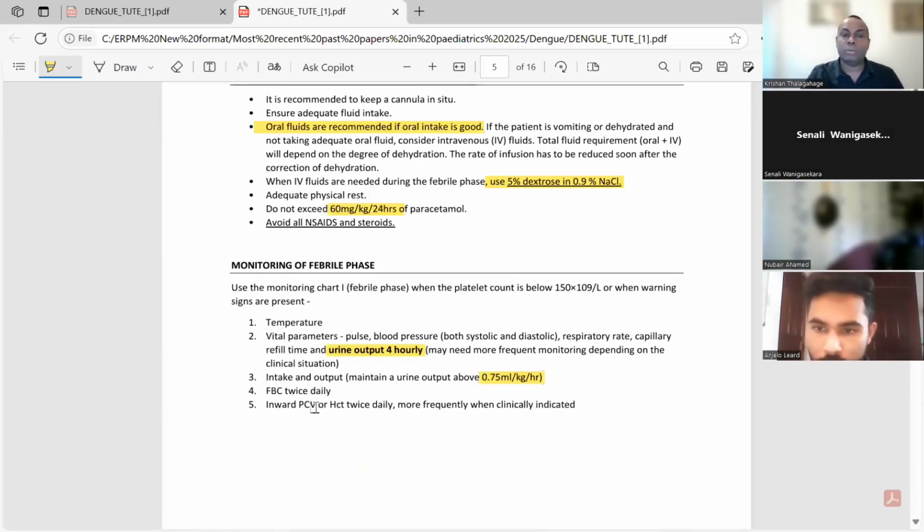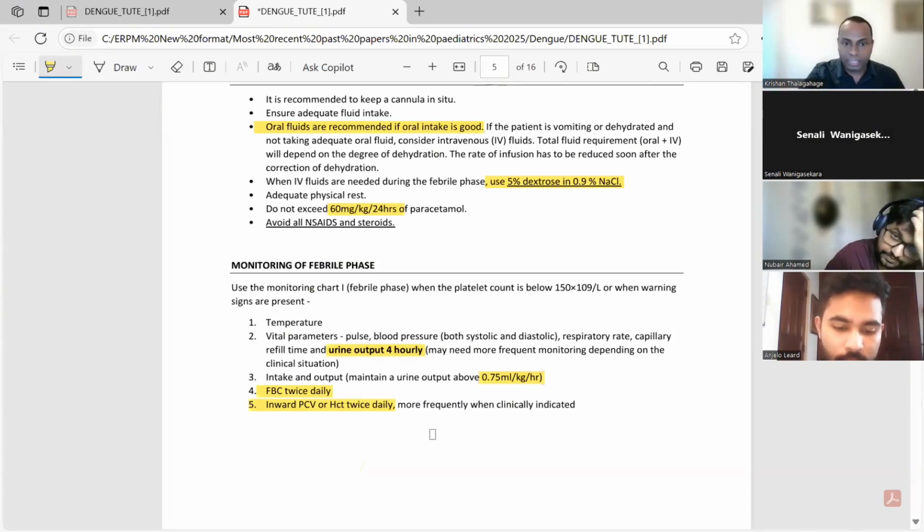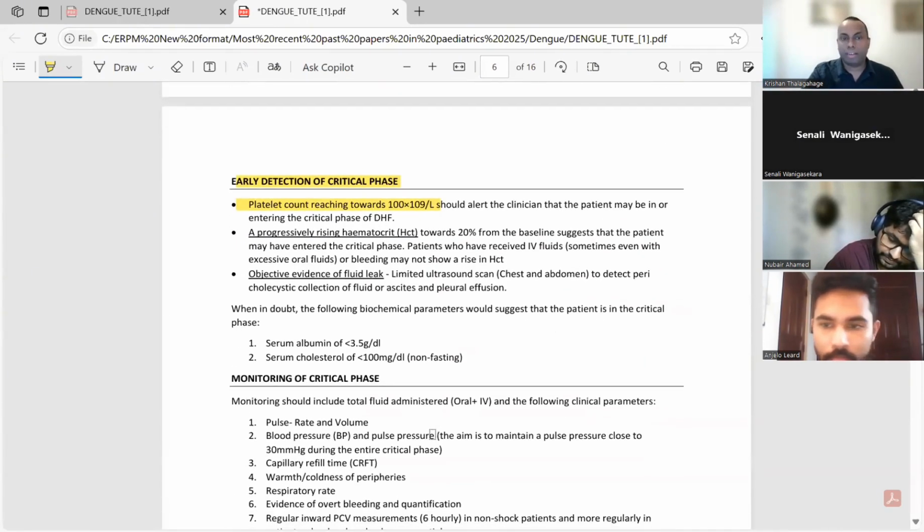And then we also do hematocrit or packed cell volume. How often? Twice a day. If Angelo is the house officer, Angelo will do PCV morning and night. We have PCV machines, microhematocrit readers in the ward, so you can do it inside the ward. Full blood count again, morning and night, you send it to the lab.